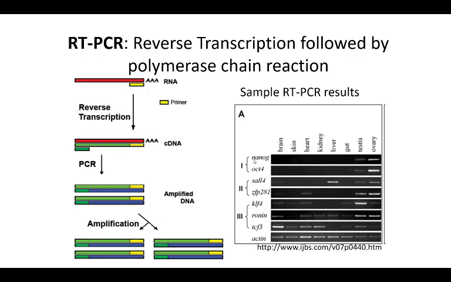So this is an example of what that might look like. This particular gene, NANOG, has been investigated in these different tissues, and you can see that it is present in the testis and the ovary, but it is absent. There's no band at all in any of these other tissues.